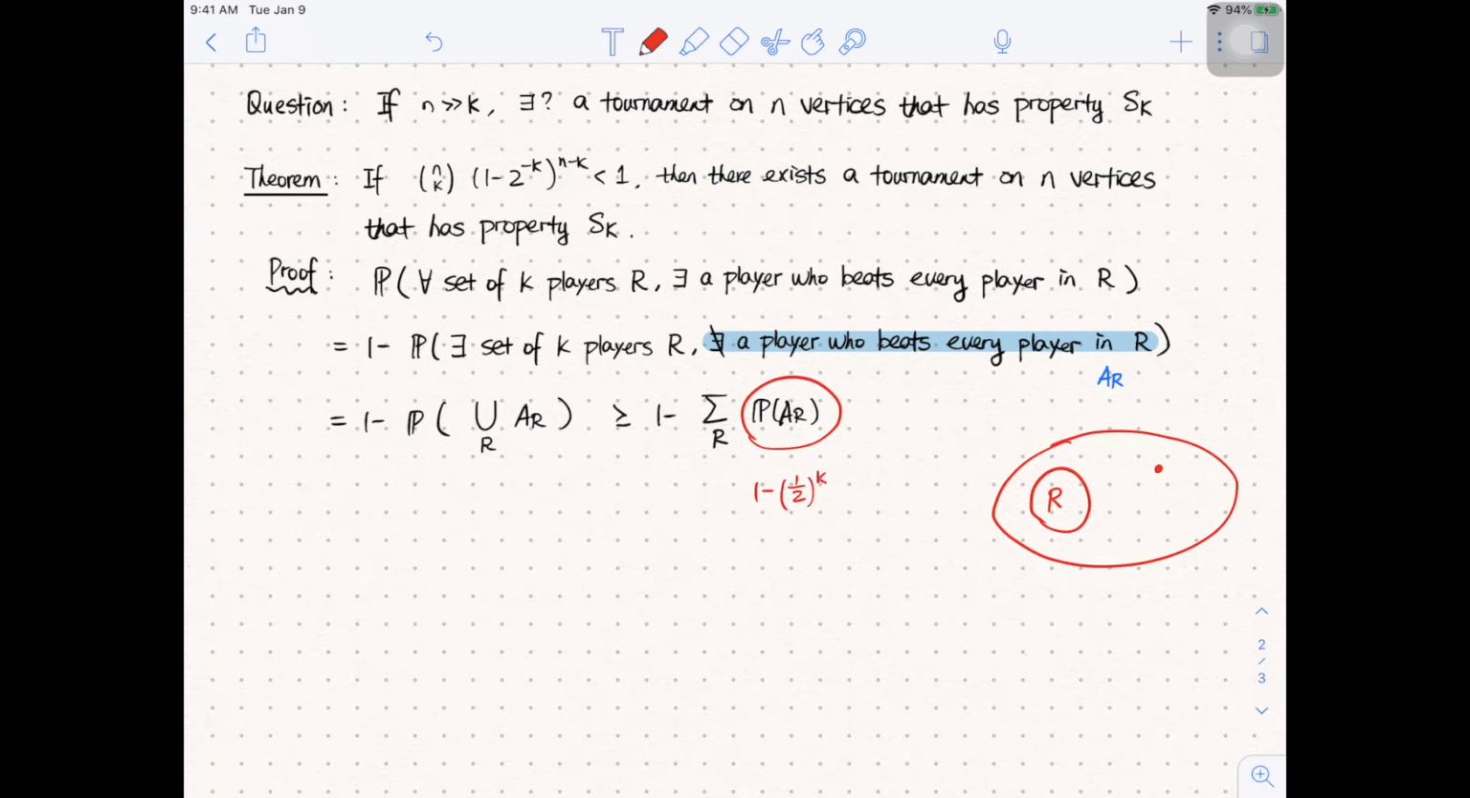to the k power. That's because for each edge here, the direction will go one way with half of the probability and the other way with the other half of the probability. Now, if we look at the probability for all the players outside R, we get this. And lastly, the number of such sets R is exactly n choose k. Putting all of these together, we know this quantity equals this. And because of the assumption here, we know this quantity is strictly greater than 0. And that's the end of the proof.